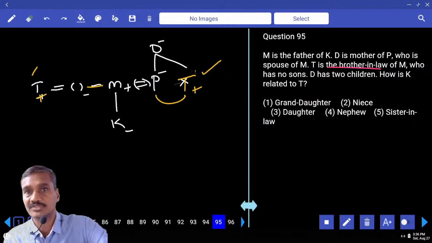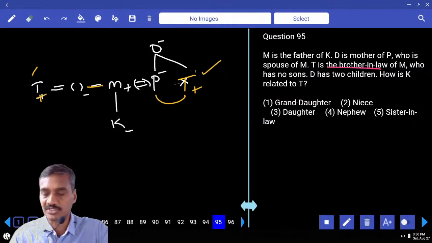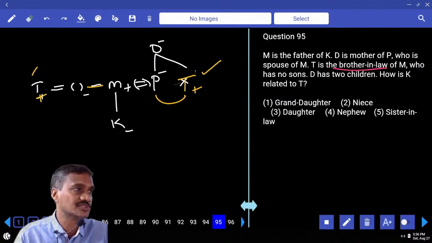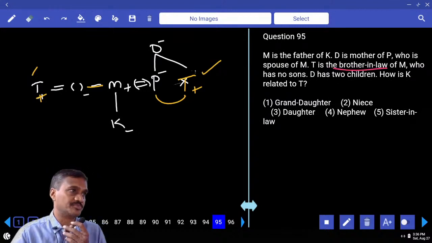Then hence there are 2 different possibilities. Hence whenever you come across brother-in-law and sister-in-law, you need to take both the possibilities.